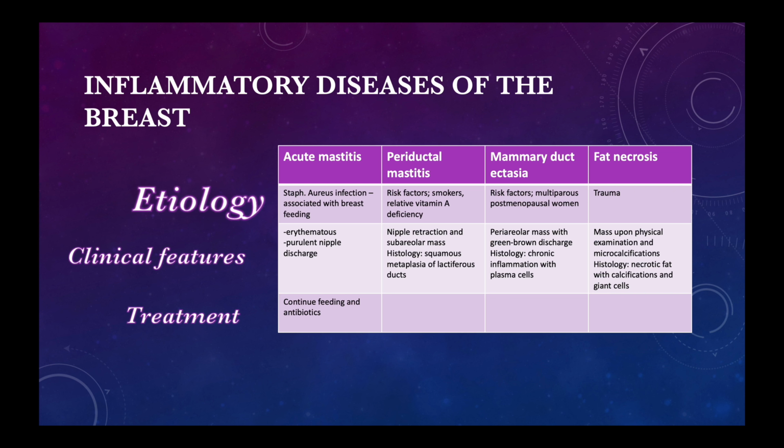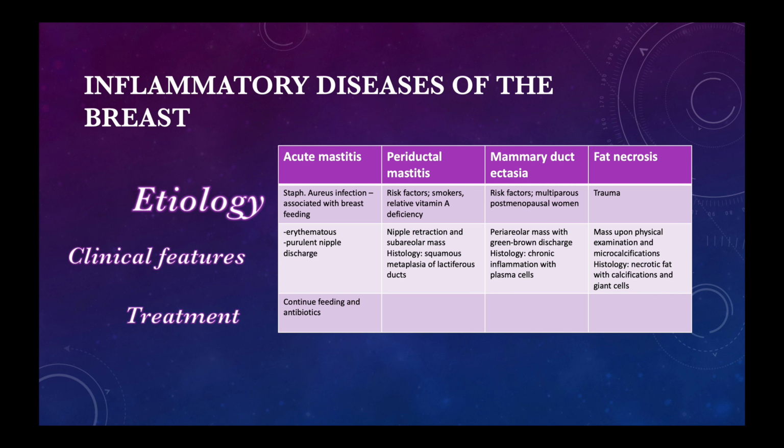I'll start off with the etiology. Acute mastitis is basically a bacterial infection found in the breast, usually in breastfeeding mothers, where their nipples get very dry and start to form fissures. They crack and bleed, forming an infection pathway where Staph aureus, most commonly, can infect.